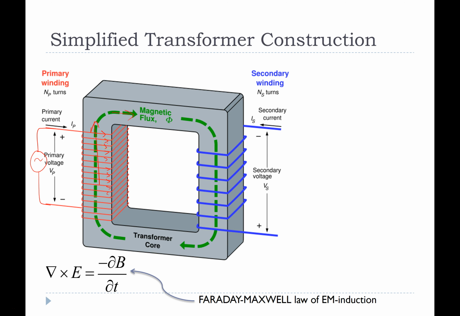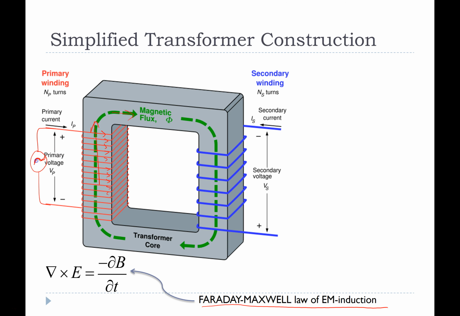And remember, magnetic flux always flows in loops. It is not like an electric charge where the electric field goes out to infinity. The magnetic field must make a loop. So the principle we're working with here is the Faraday-Maxwell law of electromagnetic induction. So we excite one coil and we get a magnetic field.